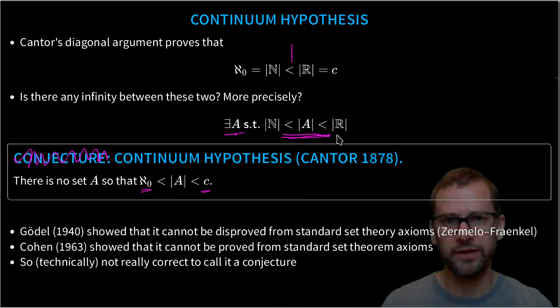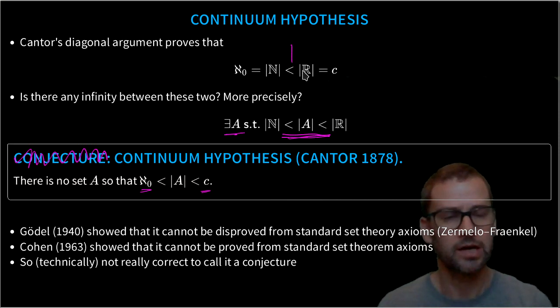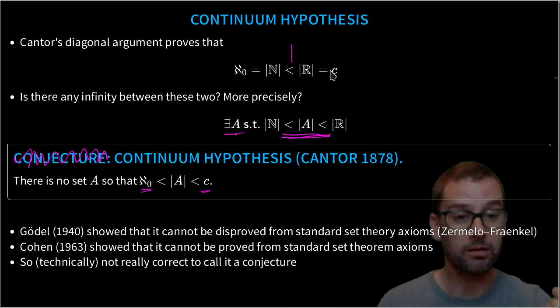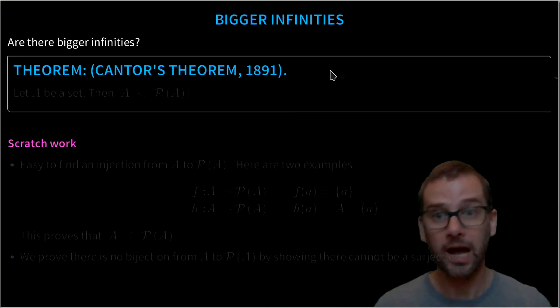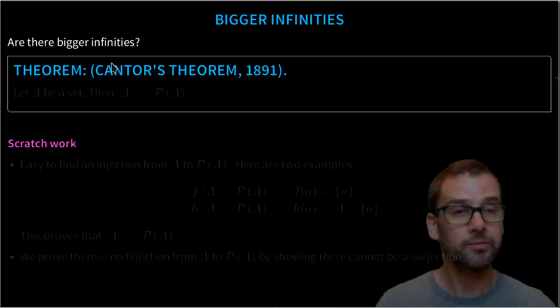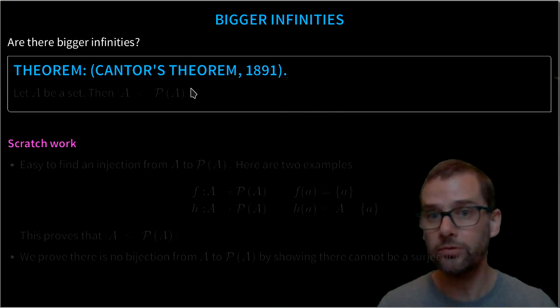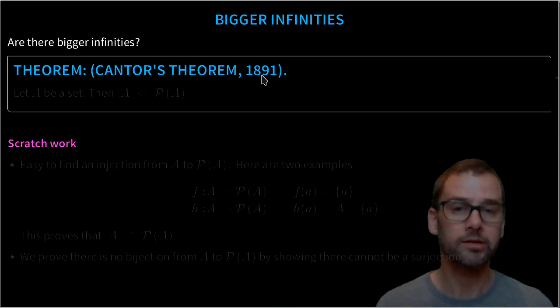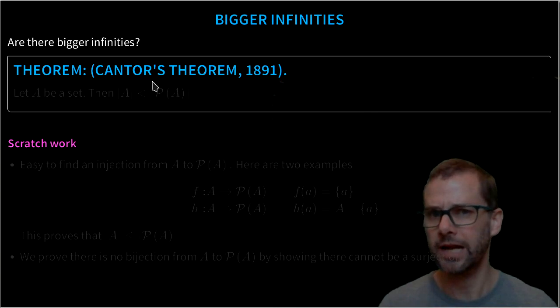Okay, so there's no infinity that sits between the naturals and the reals. Good question, is there anything bigger? So, are there bigger infinities? And this we can prove to be true using what's now known as Cantor's theorem, which was published in 1891.